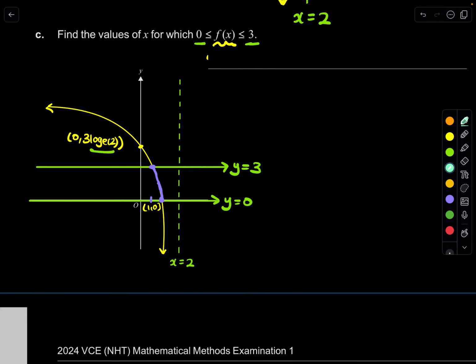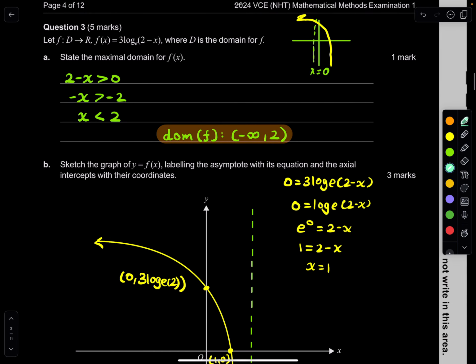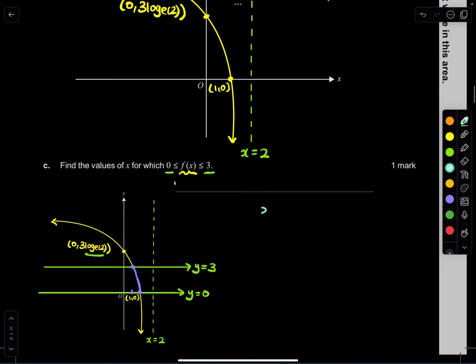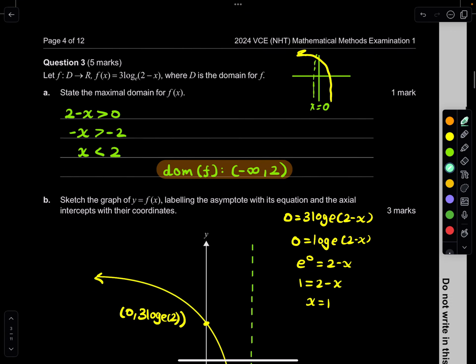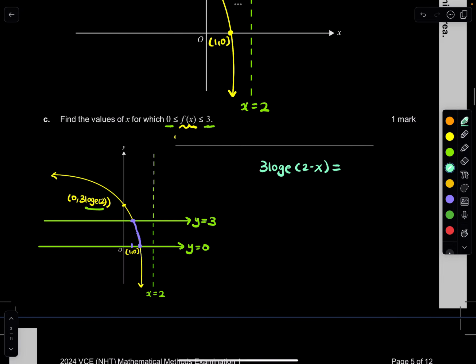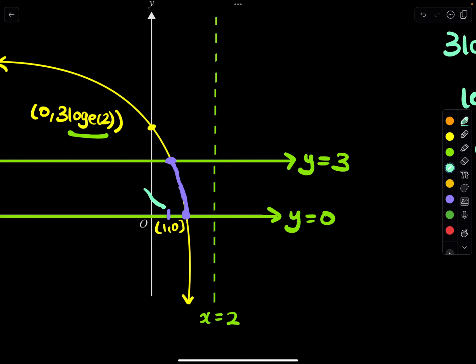So let's do that. So f of x was what? Originally, what was the function? 3 log e of 2 minus x, was it? 3 log e of 2 minus x. Yep, and we're going to equal that to 3 to find that x value here. Okay, divide both sides by 3, we get log e of 2 minus x equals 1. E is 2 minus x, and hence x is basically 2 minus e. Beautiful. So this value over here is 2 minus e. And so we know already this is 1 because it's basically the x-intercept, so 1.